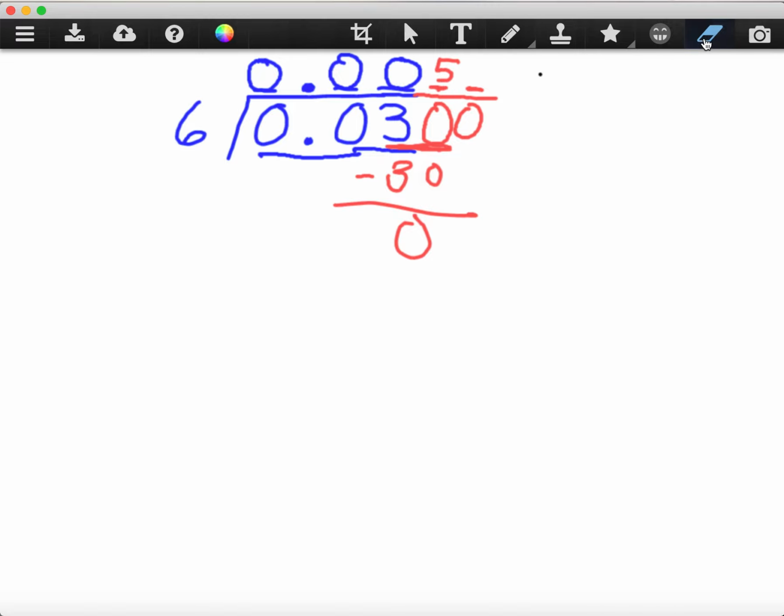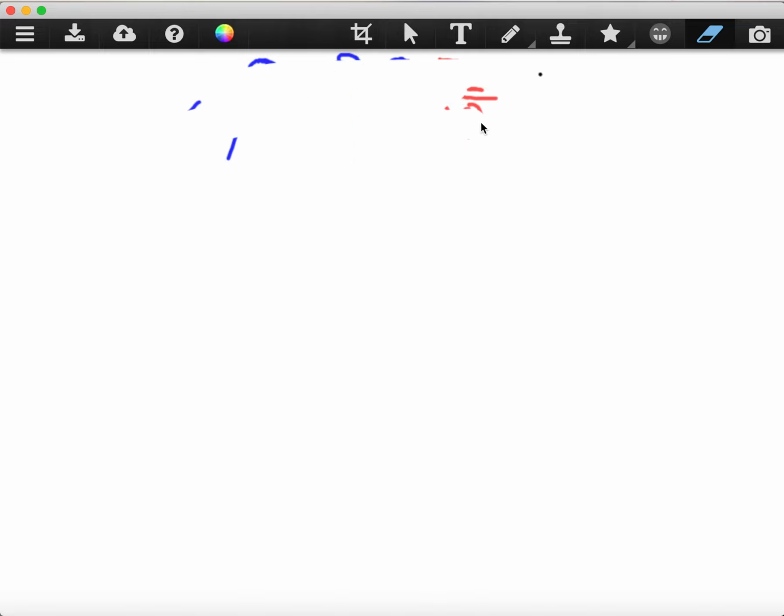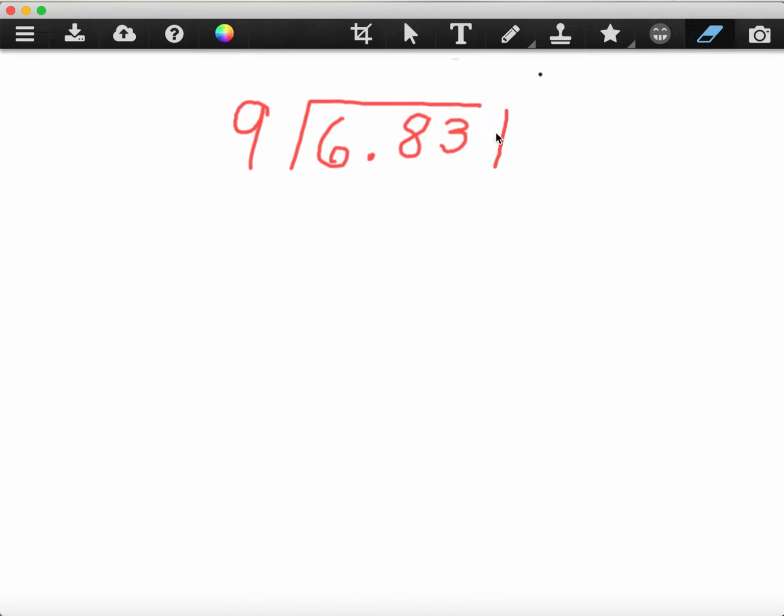Let's do another one. Let's start with, and remember, you can follow your guideline of what we learned when we did whole numbers. The only difference is we're not going to have remainders. We're going to keep dividing it out, okay? Here's our next one. Okay, we want to see this is a whole number, so that works. We're going to slide our decimal up, put our blanks here.